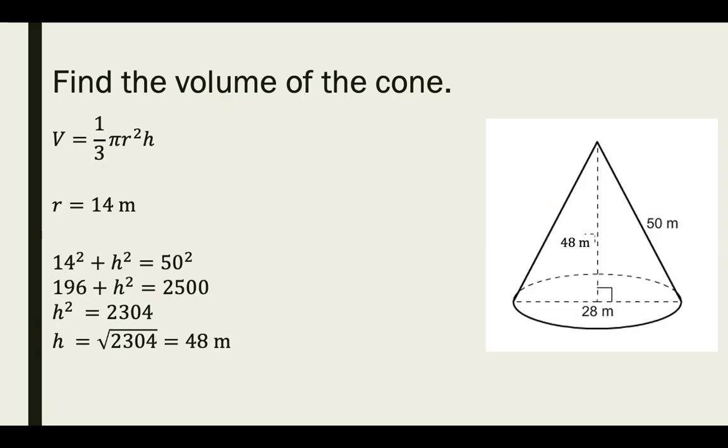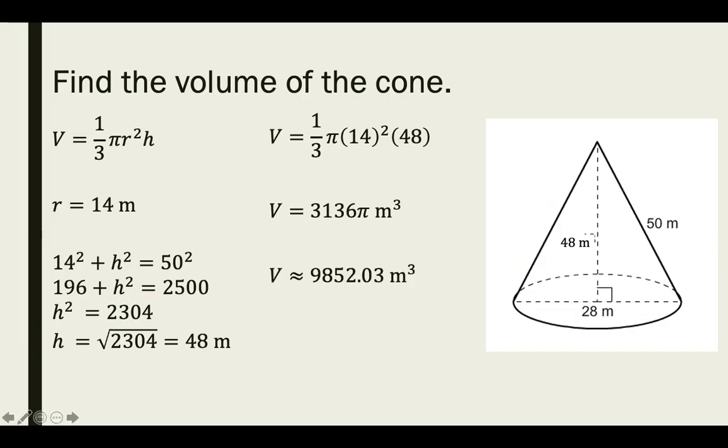So then to figure out the volume of this cone, we're just going to plug in what we know, 1/3 times pi times the radius squared times the height. Well, the radius is 14 and the height's 48. So we get this answer of 3,136 pi meters cubed. And there's our answer right there.